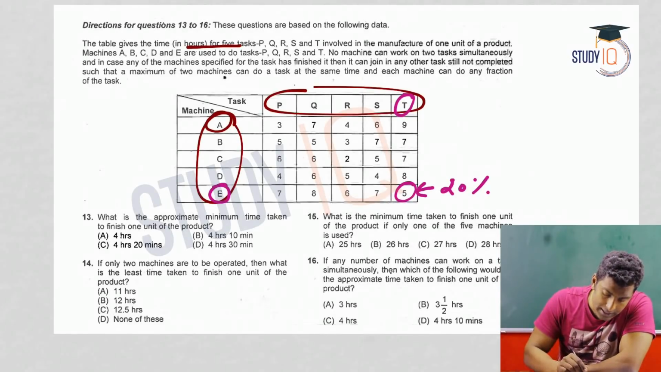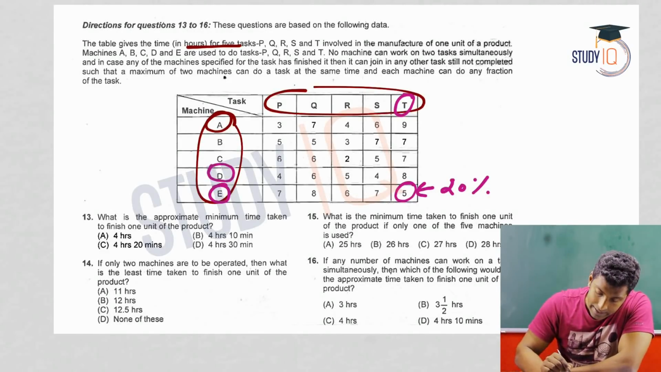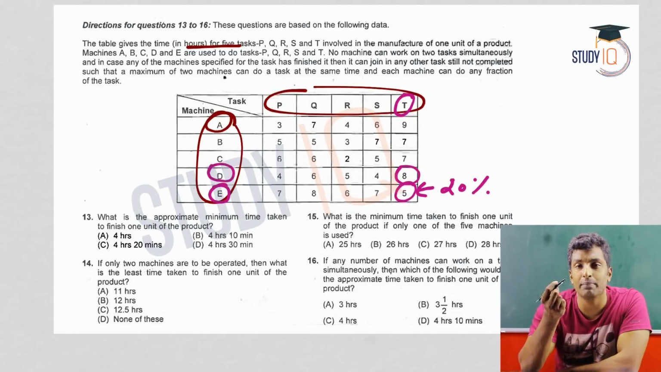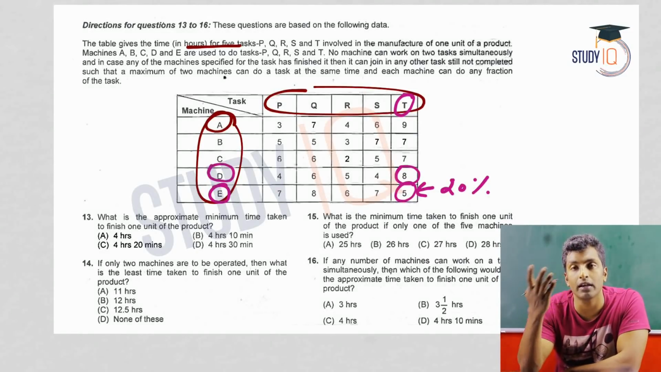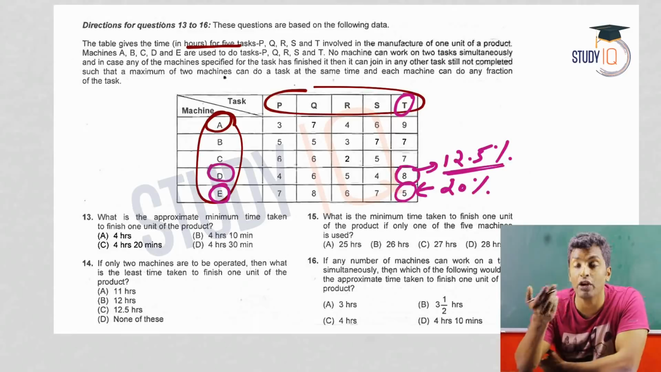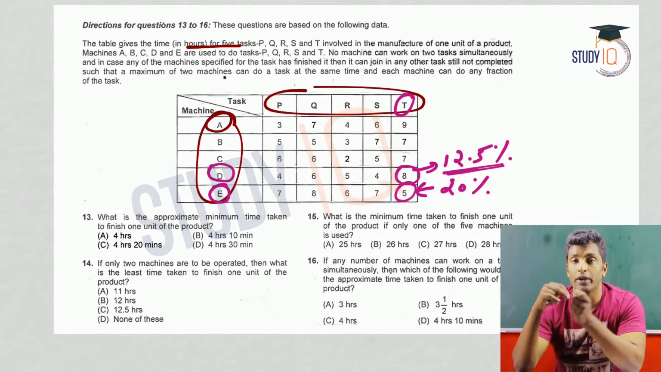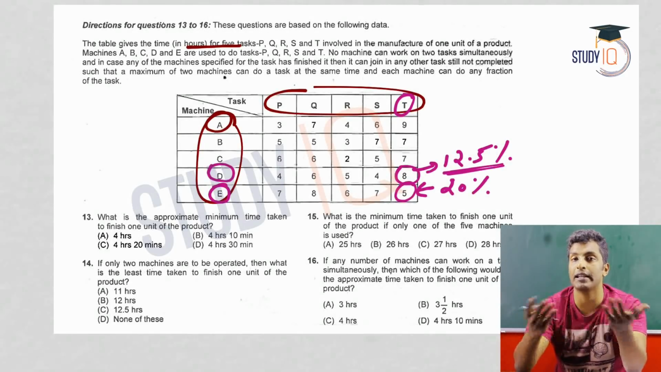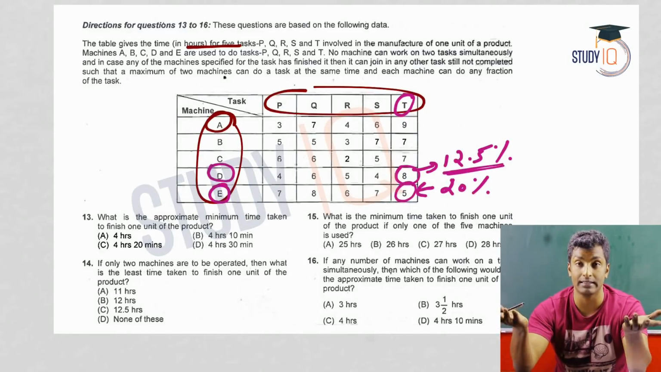Now if you take machine D here, it will take 8 hours. What does that mean? In 8 hours, machine D completes 100% of the work. In 1 hour, machine D will do 12.5% of the work. So in 2 hours, 25%, in 4 hours 50%, in 8 hours 100%, and the work is completed. That's how it is going.